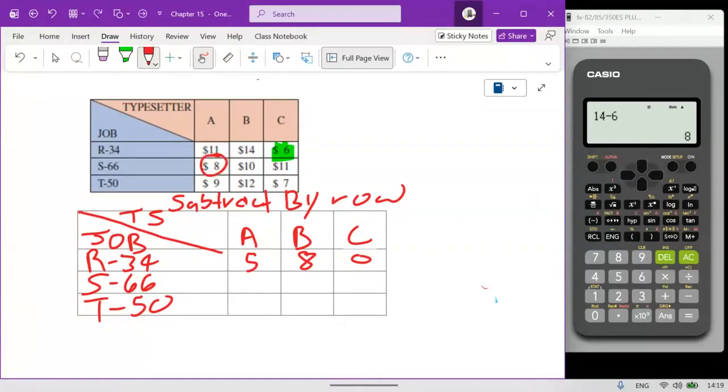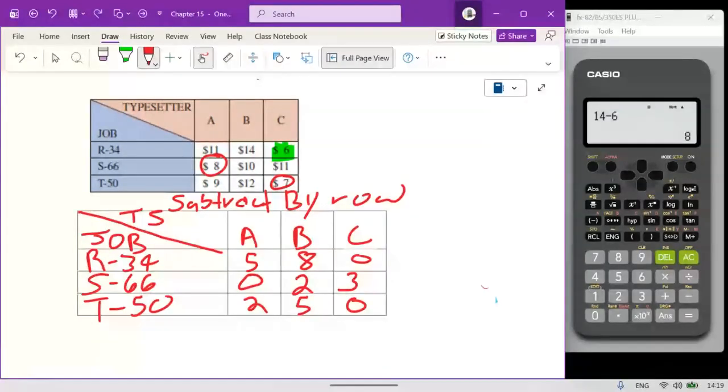There's the smallest. 8 minus 8 is 0. Minus 10 is 2. Minus 11 is 3. Then here, the smallest is 7. 7 minus 7 is 0. Minus 12 is 5. Minus 9 is 2. Okay.